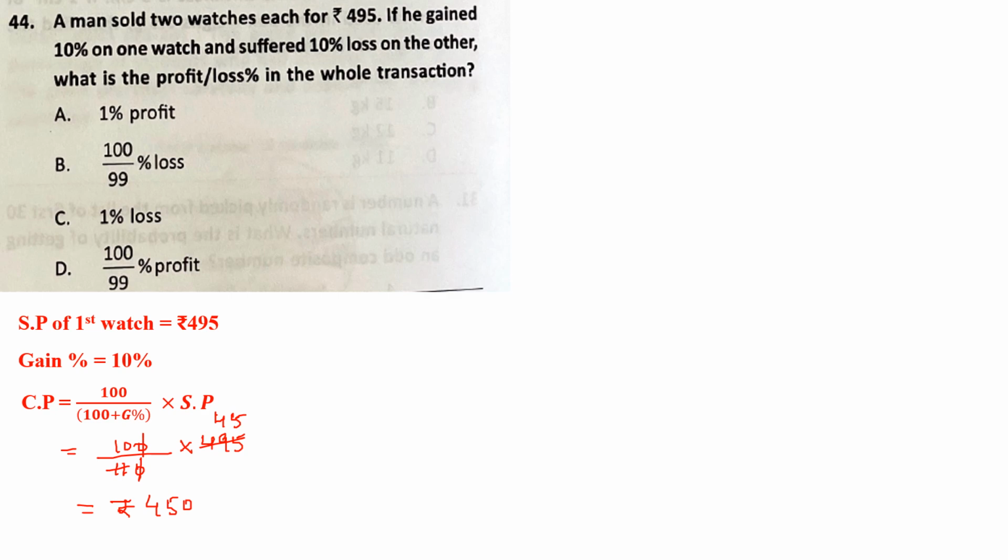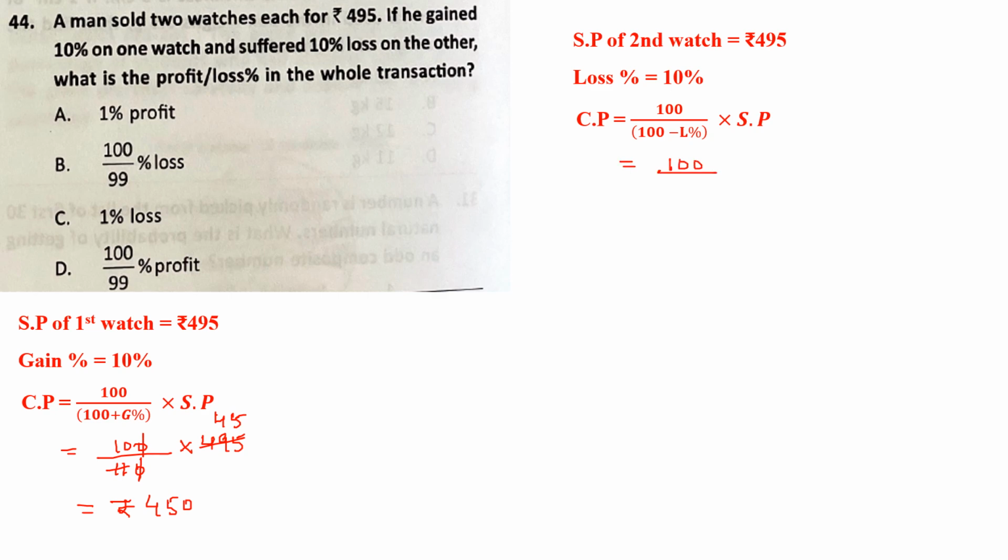Now we will take the other scenario when he sold the second watch also at 495 rupees, but there is a loss of 10%. So when there is a loss of 10%, we have to find the cost price again. The formula is 100 by 100 minus loss percent into selling price. When you put all the values, it will be 100 by 100 minus loss percent. Loss percent is 10, so 100 minus 10 will give me 90 into 495. So 10 and 90 cancel. Now 9 times 495, it comes to 9 times 55. So from here I got my cost price as 550 rupees.